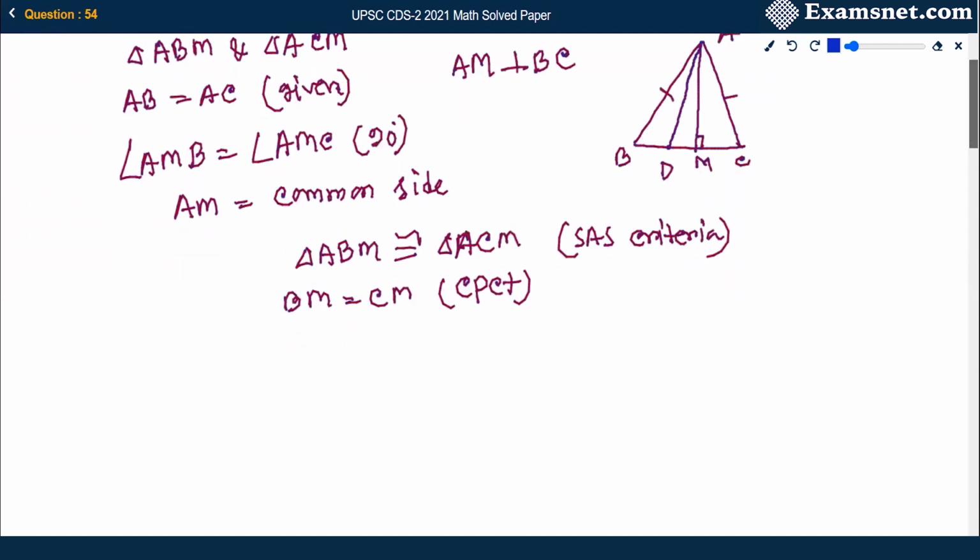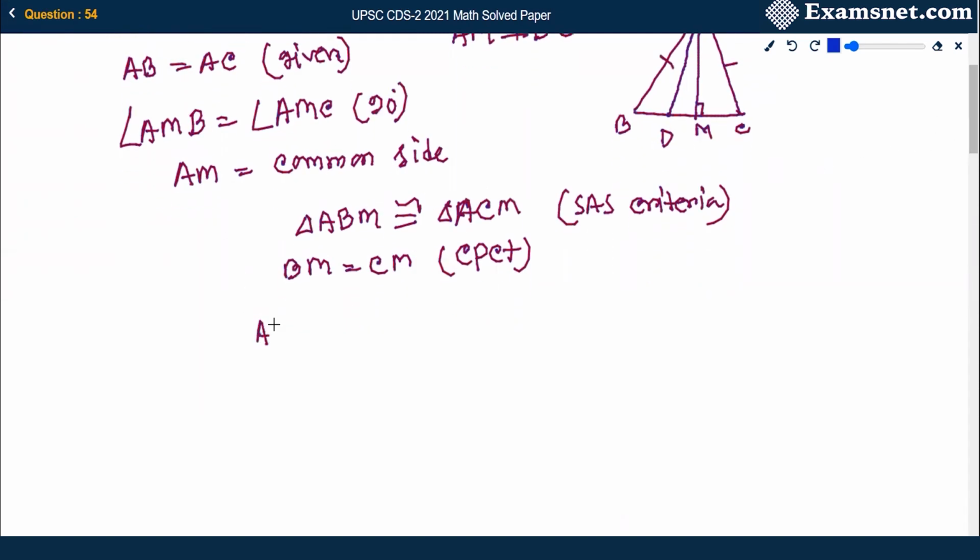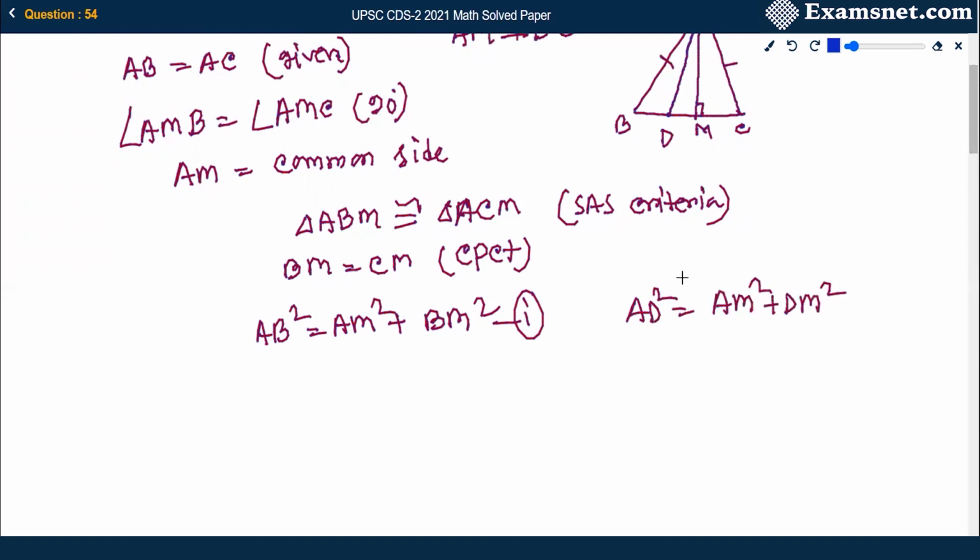Correct? Now look here, we can write AB square equals AM square plus BM square, because we have seen that ABM is a right angle triangle. Let's name it 1. And also AD square equals AM square plus DM square, if we consider the triangle ADM, that is also a right angle triangle, because at M it is 90 degrees. From Pythagoras we can write it. Let's name it equation number 2.